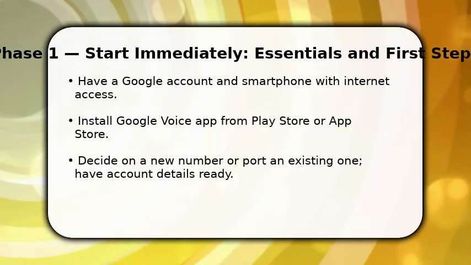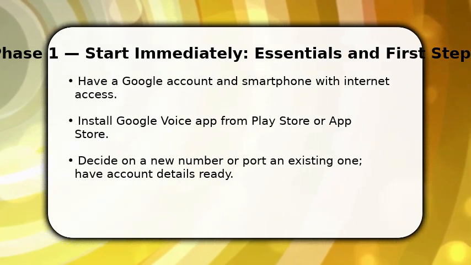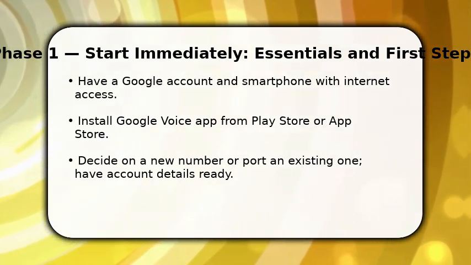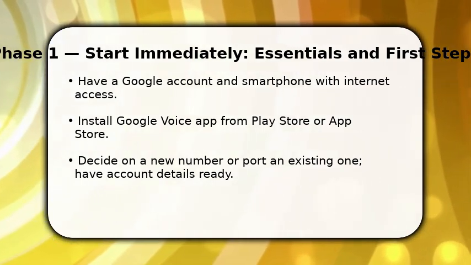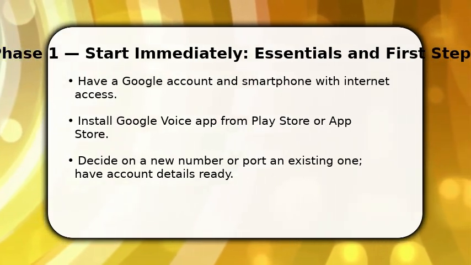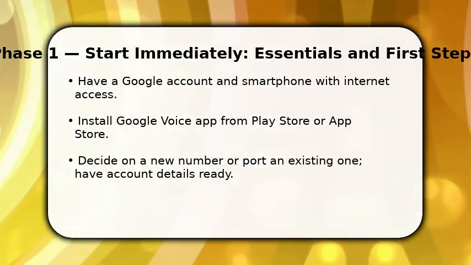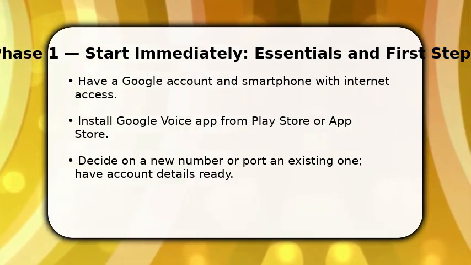Enjoy the video. You start by confirming prerequisites: a Google account, active SIM, and the Google Voice app installed. Tap the app and sign in with your Google credentials. If prompted, verify by SMS or two-step prompt. Once signed in, choose whether to pick a new number or port an existing number. Pick new for speed, port if you need continuity.